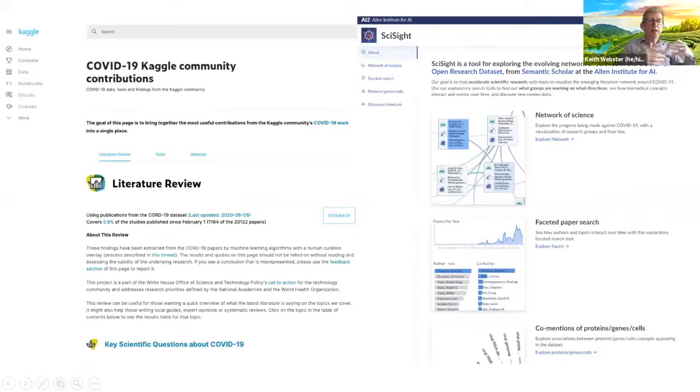Clearly, 52,000 publications, never mind the associated research data, I skipped over that, but there were 574 data sets indexed in Dimensions alone, is a phenomenal challenge. Nobody can keep up with that amount of literature, and we are seeing innovative uses of AI from groupings like Kaggle and SciCite, and there are certainly other tools emerging to support that sort of analysis.